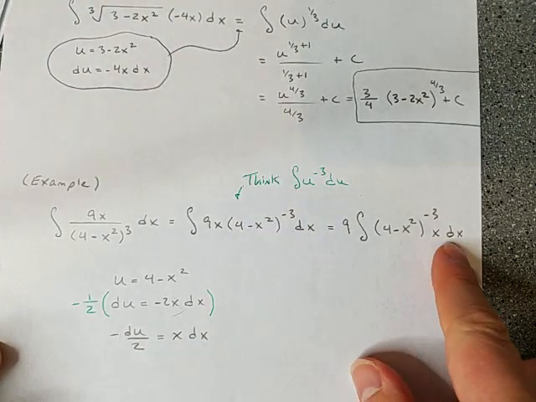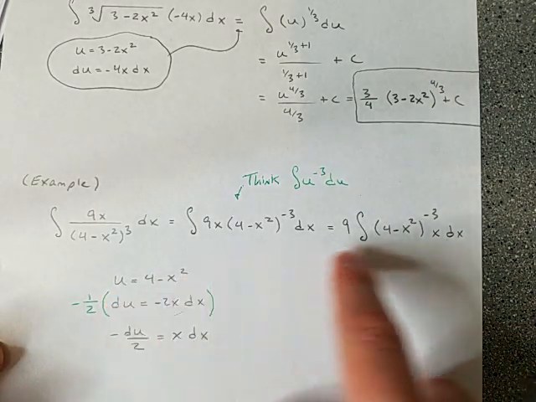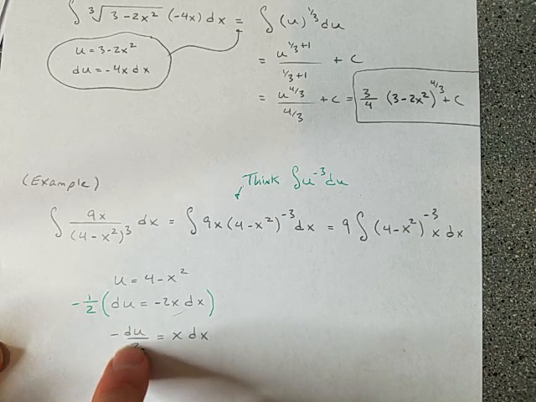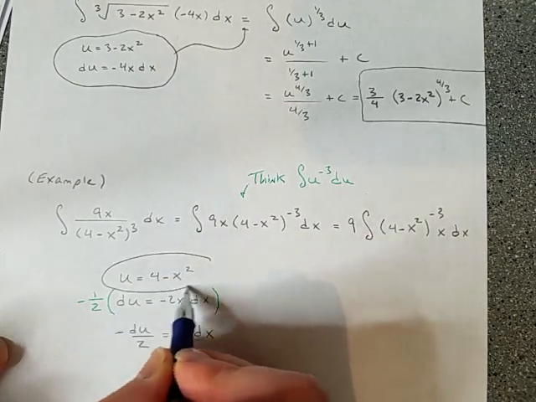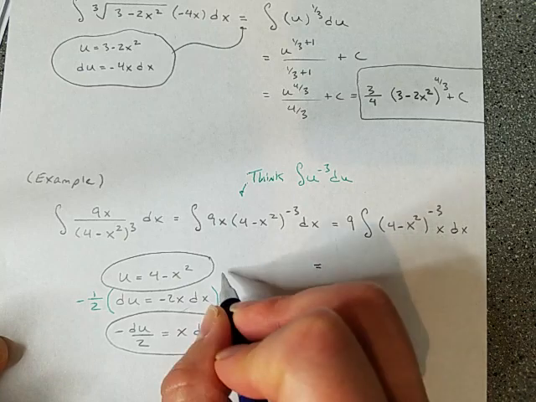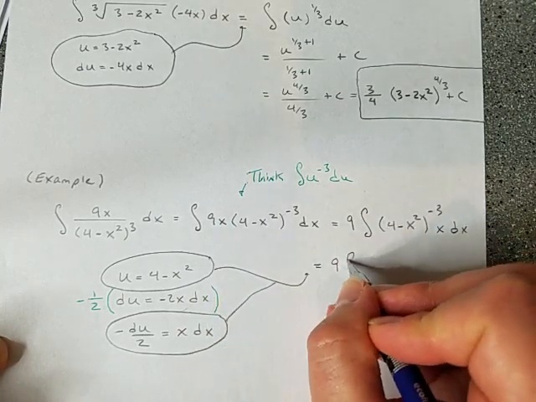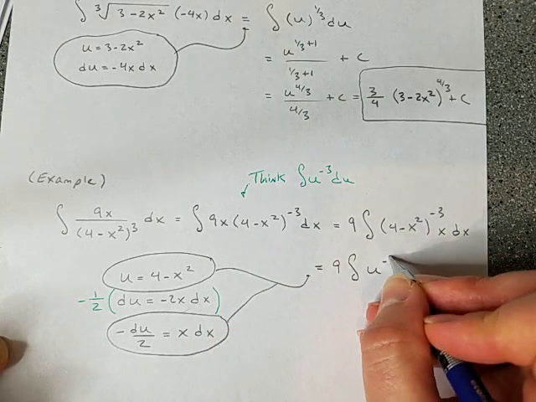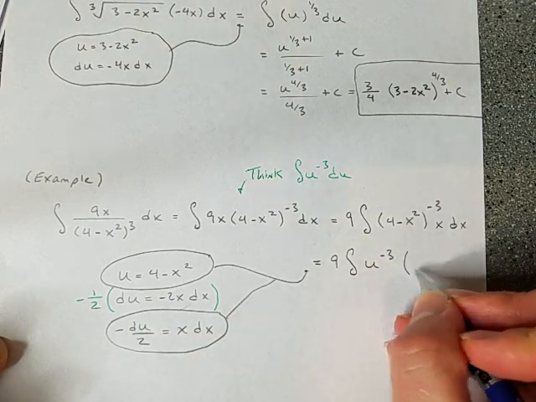And that does fit. Now, so everything has a place now. 4 minus x squared, that's u. And then x dx, that's negative du over 2. They both fit. So between this and this step right here, here's what I'll get, 9. Okay, 4 minus x squared, that's u. I get u to the minus 3 power. X dx, that's negative du over 2.